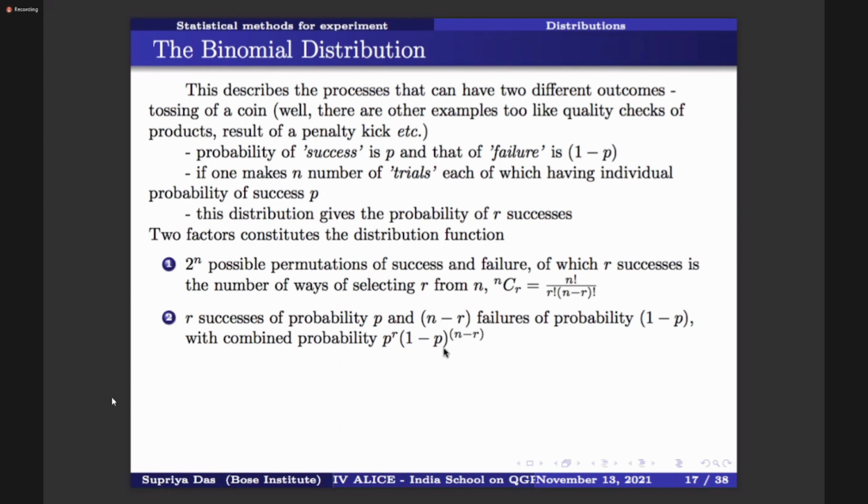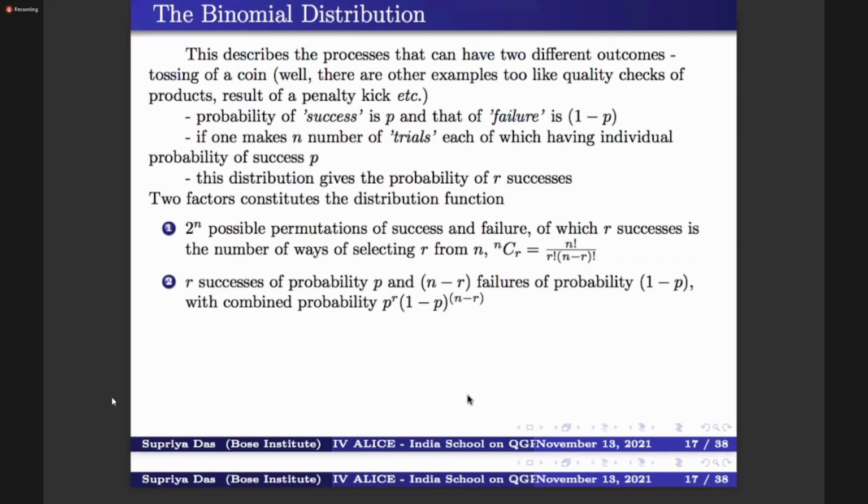And if you have a probability of failure 1 minus p, definitely for n minus r trials, because r have been successes, so n minus r trials are left for failure, you have the probability (1 minus p) to the power n minus r.